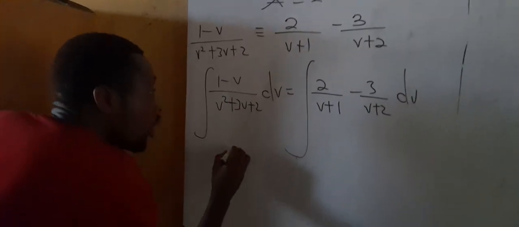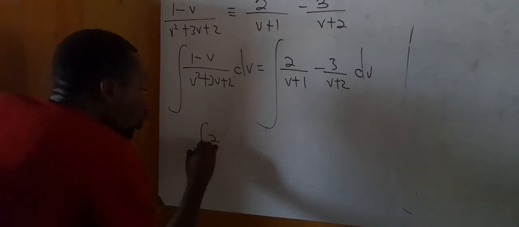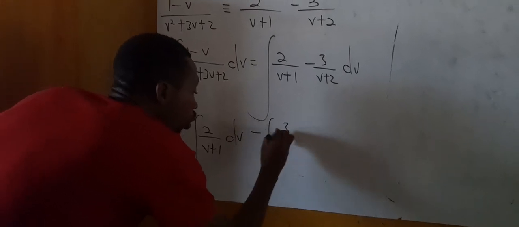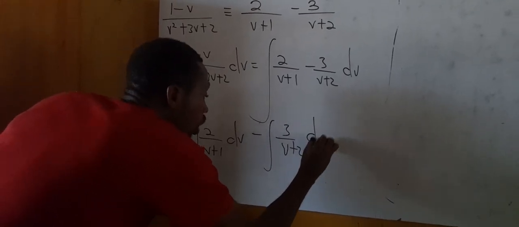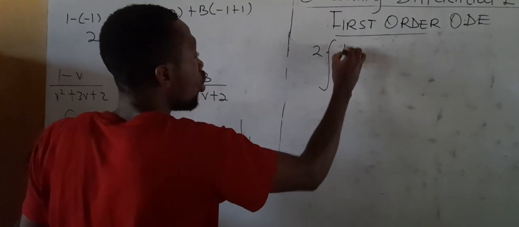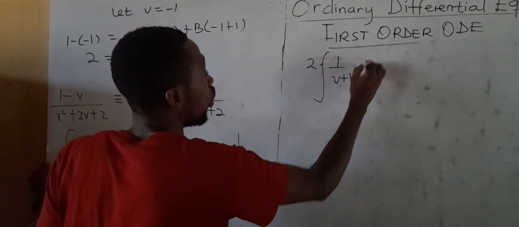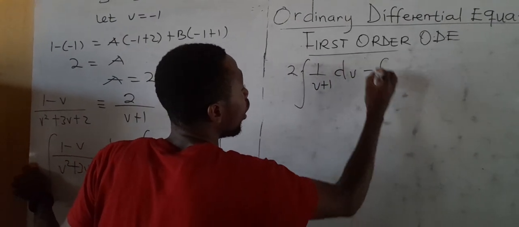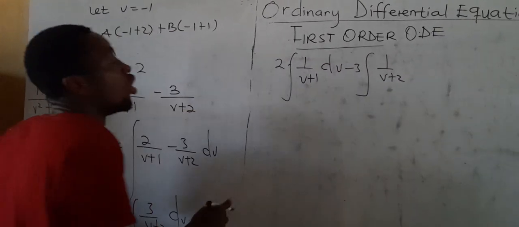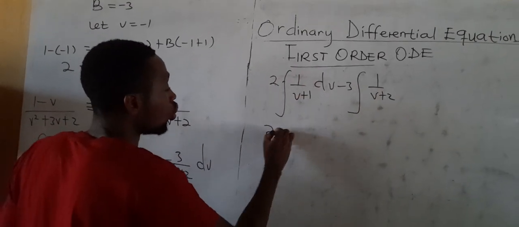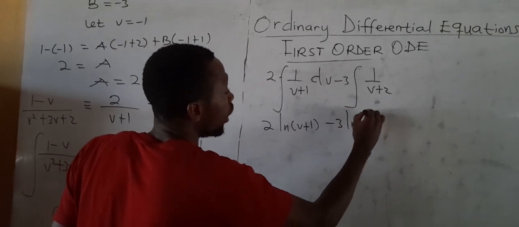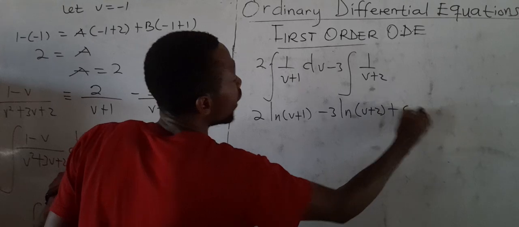So we can integrate this ten by ten. We have the integral of 2 over v plus 1 dv minus the integral of 3 over v plus 2 dv. Remember, these are constants, we can just bring them out. So we get 2 times the integral of 1 over v plus 1 dv minus 3 times the integral of 1 over v plus 2. When we integrate this, remember this will be ln. So 2 ln (v plus 1) minus 3 ln (v plus 2) plus c.